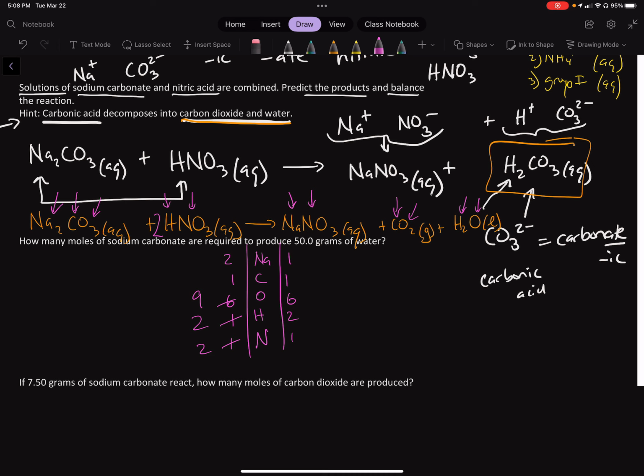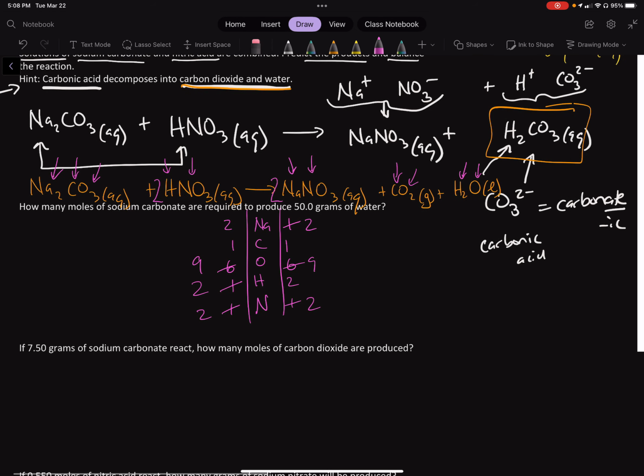And then if we put a 2 in front of the sodium nitrate that's on the product side, then now there's 2 sodiums on the right side, and there's 2 nitrogens here, and there's a total of 9 oxygens. And now it's balanced. And the reason why balancing is important is because later in this video, we're going to need the mole to mole ratio in order to convert from moles of one substance to moles of another. Having the balanced chemical equation is crucial anytime you're doing stoichiometry.